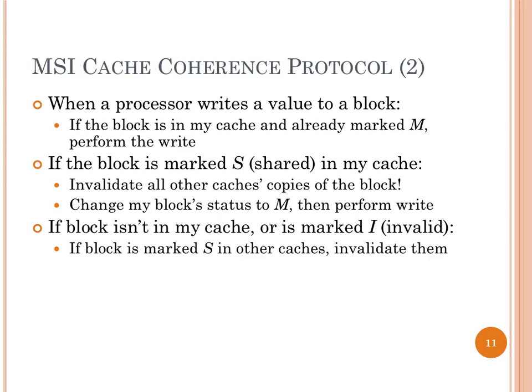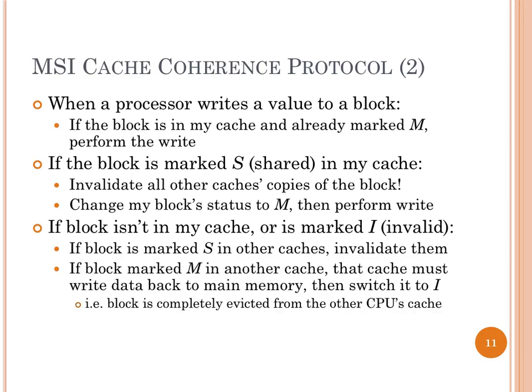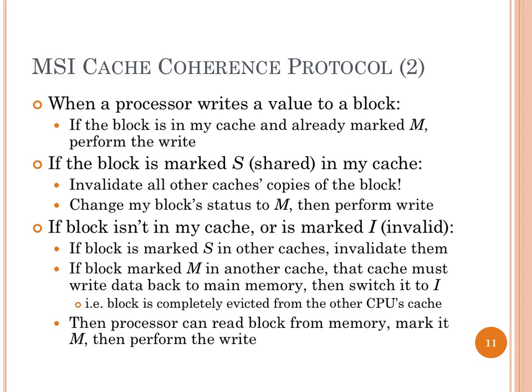If the block isn't in the cache or marked invalid, then basically I have to look around again. If the block is marked shared in other caches, then I have to invalidate them. If the block is marked modified in another cache, then I have to ask it to evict and then invalidate so that I can load it and modify it. Okay? So you can see that there's a lot of work on a write.